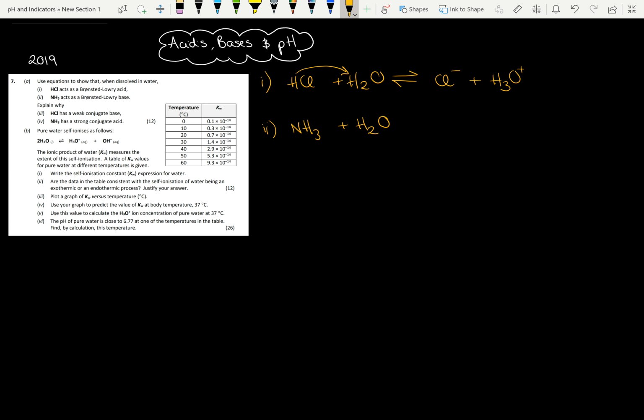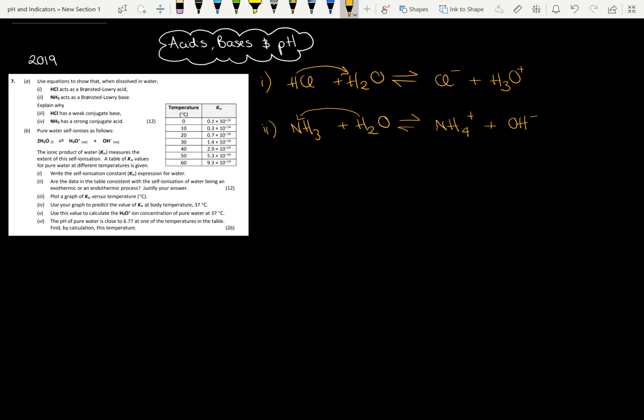Now NH3, if that behaves like a Bronsted-Lowry base, that is a proton acceptor. So it's going to accept a proton from water, and it is going to form the ammonium ion, and we're going to have the hydroxide ion left over from the water.